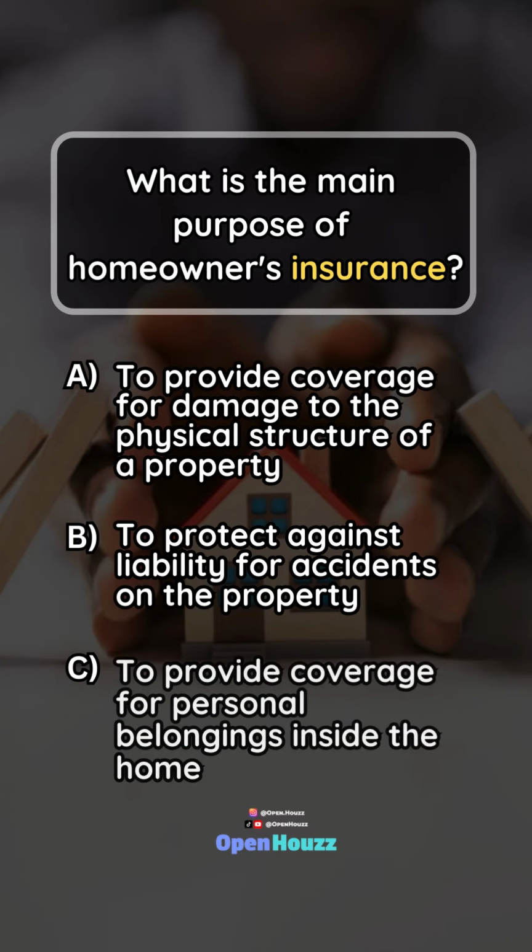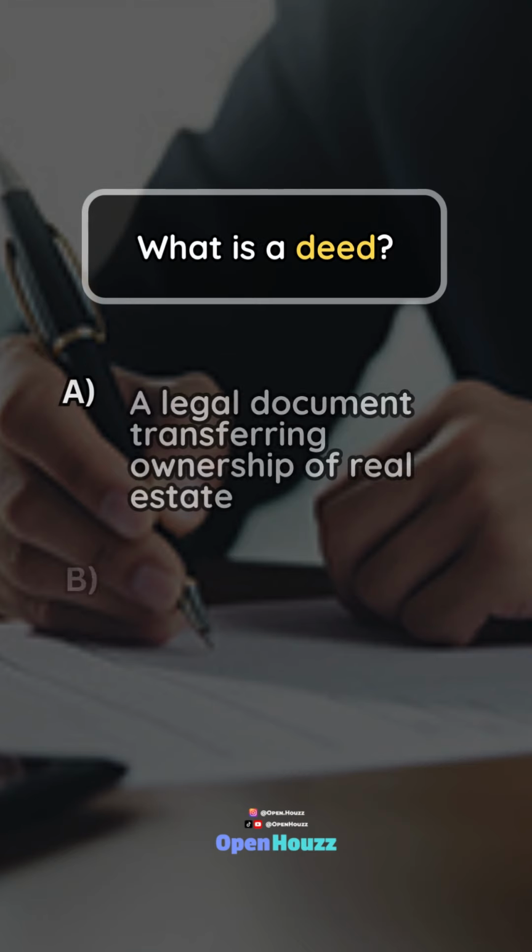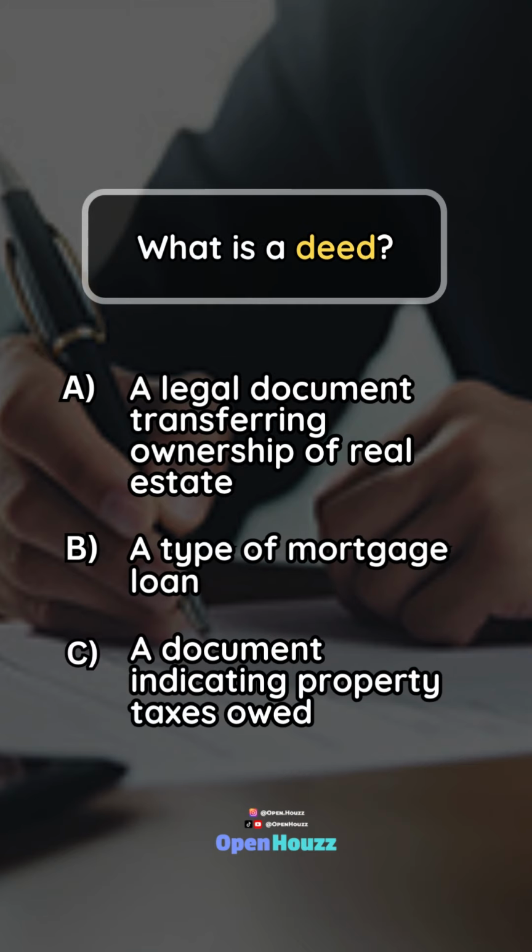What is the main purpose of homeowners insurance? To provide coverage for damage to the physical structure of a property. What is a deed? A legal document transferring ownership of real estate.